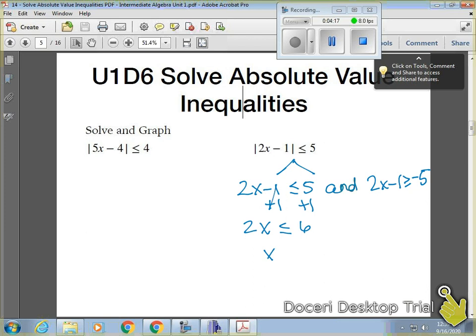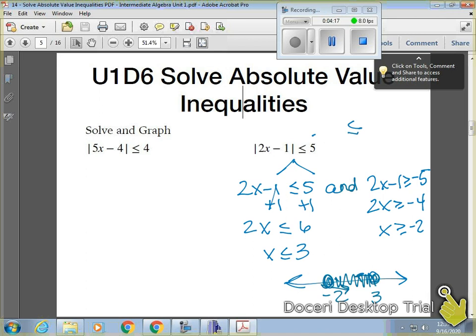2x is less than or equal to 6, so x is less than or equal to 3. On this one, 2x would be greater than or equal to -4, x would be greater than or equal to -2. Looking at that on the number line, less than or equal to 3 would go to the left, greater than or equal to -2 would go to the right. I'm looking for what's in between because it's a less than or equal to symbol. That tells me it should be an and situation.